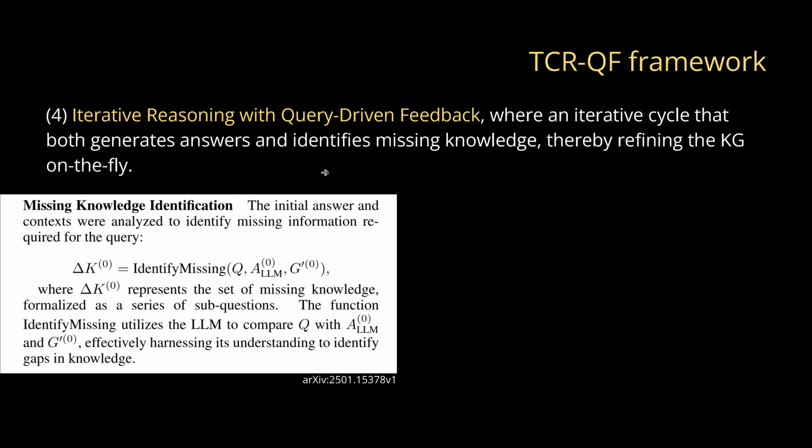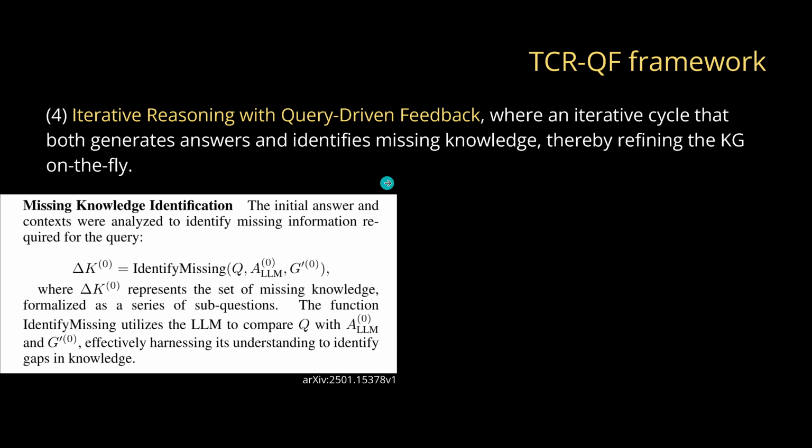So what we have, the system says, hey, I have missing knowledge. I can't answer the query by the user immediately. So I identified the initial answer, and the context were analyzed to identify missing information regarding the query. So we have a delta K, and this represents the set of missing knowledge. We can formalize this as a set of sub-questions.